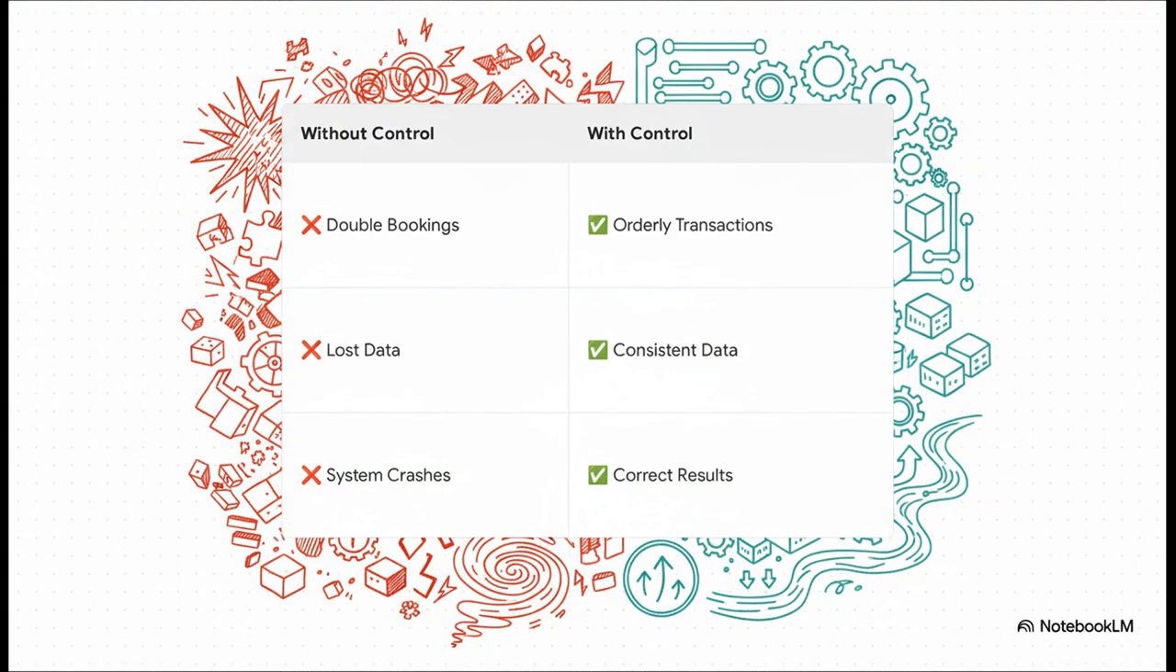And this slide really lays it out in black and white. Without concurrency control, it's just the Wild West. You get double bookings, data that mysteriously vanishes, and constant system crashes. It's absolute chaos. But with the right controls in place, you get orderly operations, data that you can actually trust, and correct, consistent results every single time. We have to have a way to protect our data from these kinds of inconsistent changes.